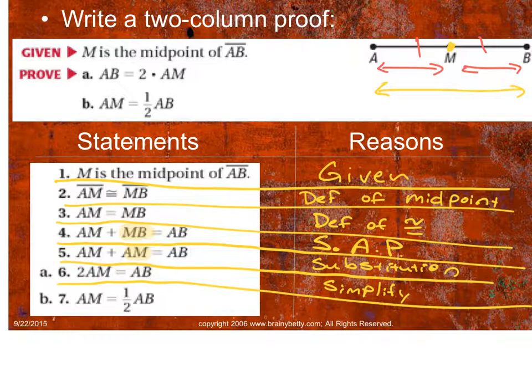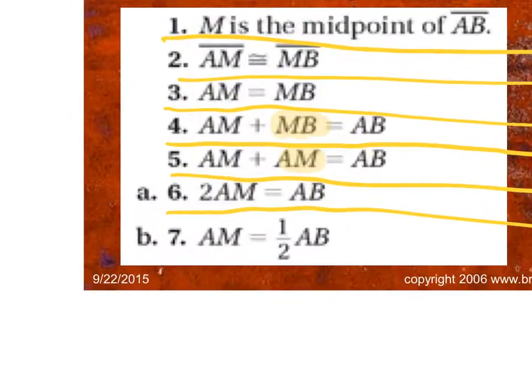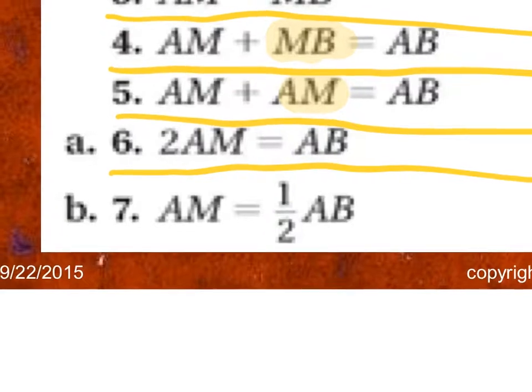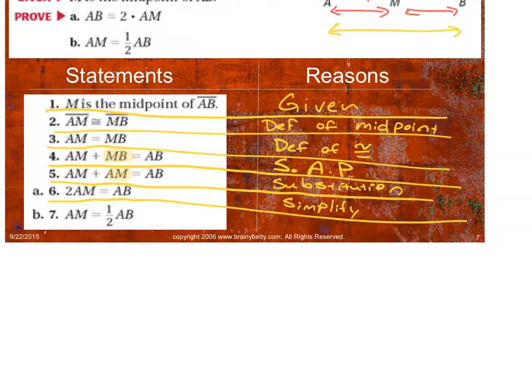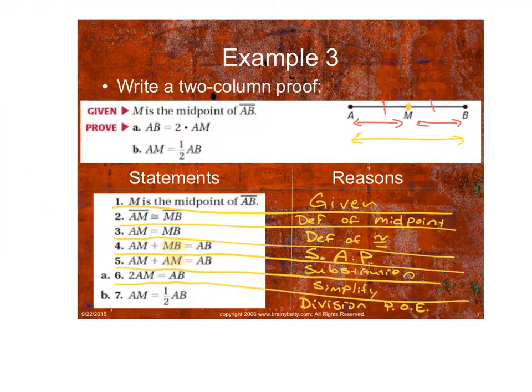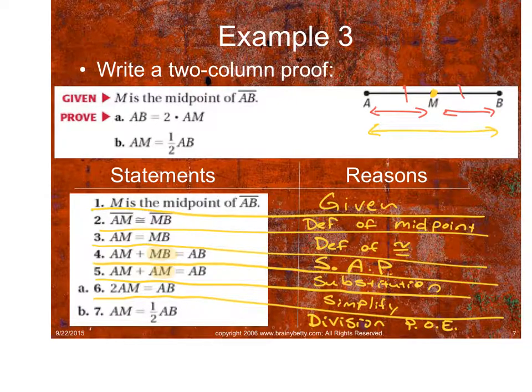So the question now is, how do I get from line 6A to 6B? Would it be symmetric property? Think about logically, how did they get there? What did they do? They've divided both sides by 2. That's the division property of equality. I don't mind POE. I don't mind it at all. It's very commonly accepted amongst geometry teachers, property of equality.